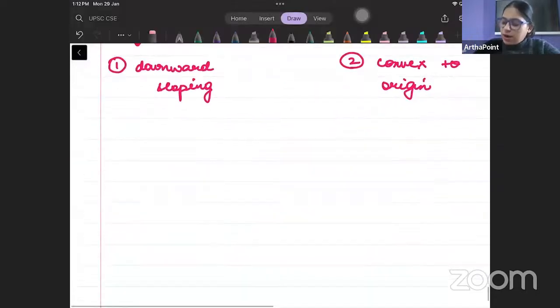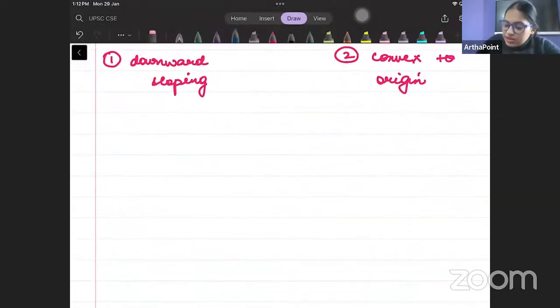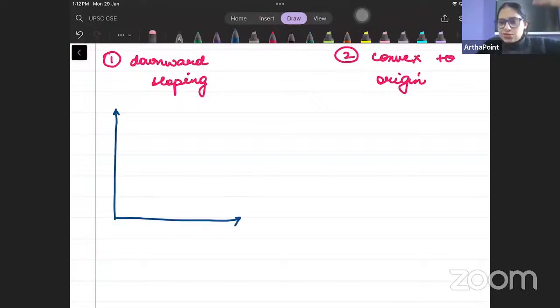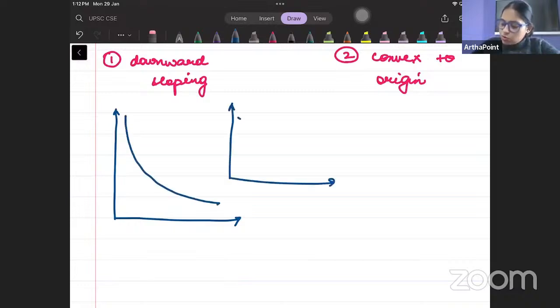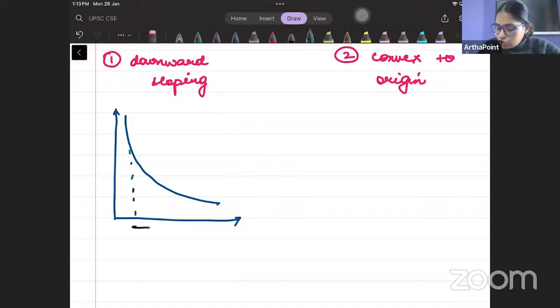When I talk about the downward sloping property, downward means that it is negatively sloped. This is also a downward sloping curve, and this is also a downward sloping curve. Both are downward sloping only, right? So downward sloping is only suggesting that if I want to increase consumption of good X, I must decrease consumption of good Y. To increase X, Y has to fall. That is what downward sloping is saying, right?